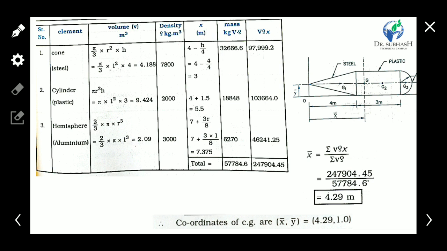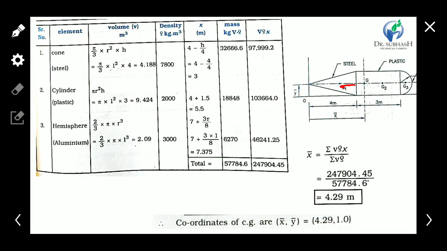Now we have to calculate x bar individually for cone, cylinder and hemisphere. First of all, for the cone. The distance of the CG of cone from the base is h by 4. H is 4, so 4 by 4 is the distance of CG of cone from the base of cone. So 1 meter is the distance of CG of cone to its base.